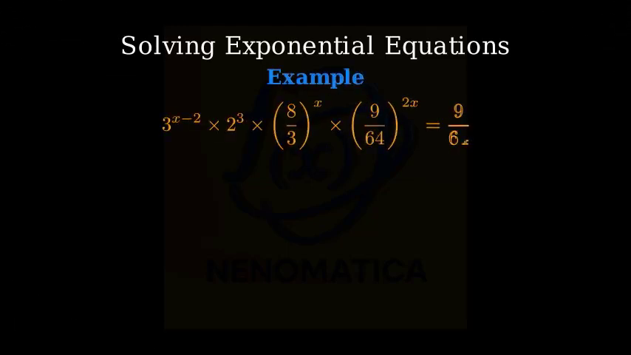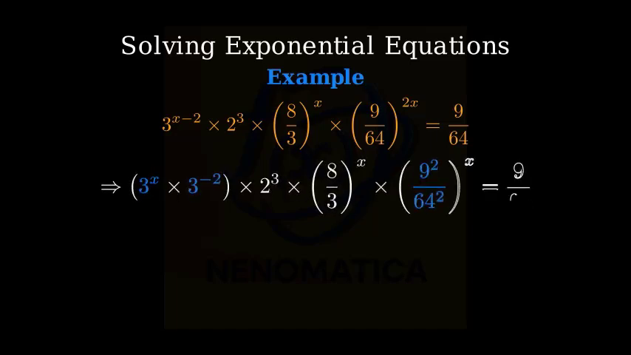Let's look at this example. We need to solve for x in the equation 3 to the power of x minus 2 times 2 cubed times 8/3 to the power of x times 9 over 64 to the power of 2x equals 9 over 64. Let's begin solving this step by step.